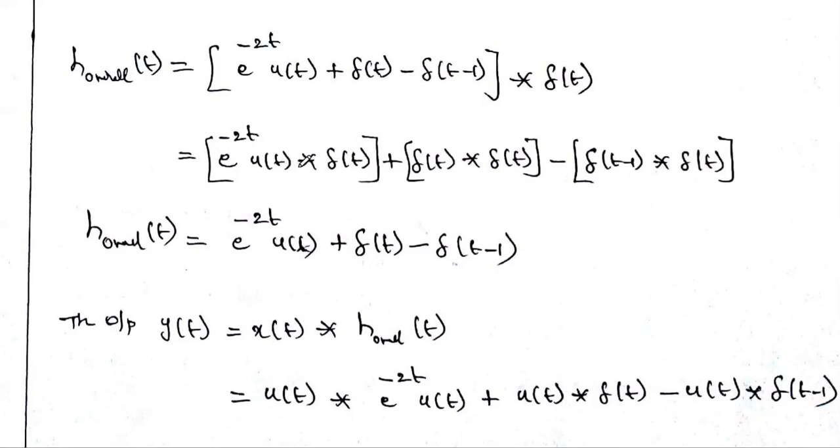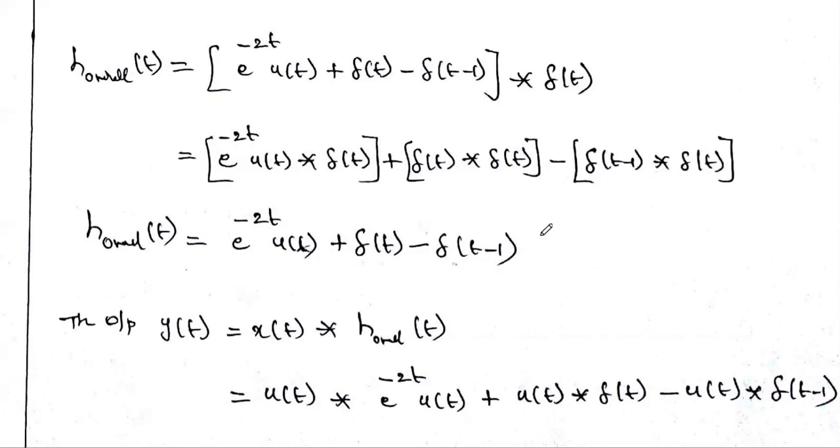So e power minus 2t u of t convolution with del of t is the same e power minus 2t u of t. And del of t convolution with del of t is the same signal, del of t only. And the third one, del of t minus 1 convolution with del of t. In order to solve this, we may use convolution with shifted impulse. Here you consider this del of t as x of t, so x of t convolution with del of t minus 1 is x of t minus 1. So the same del of t minus 1.